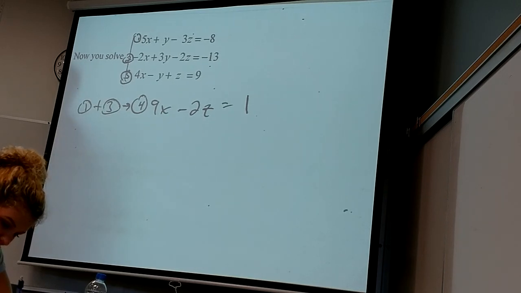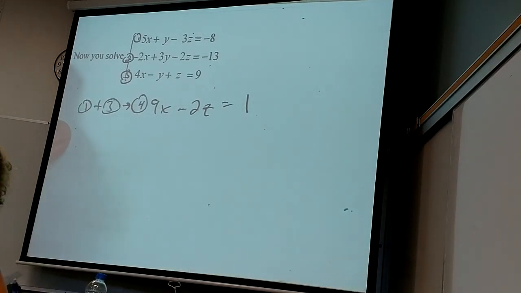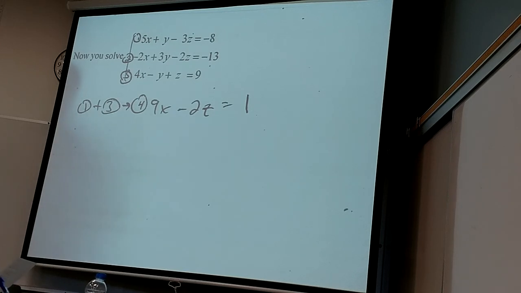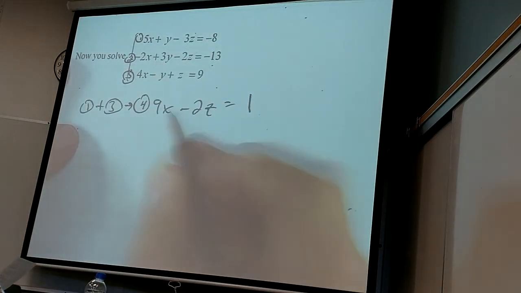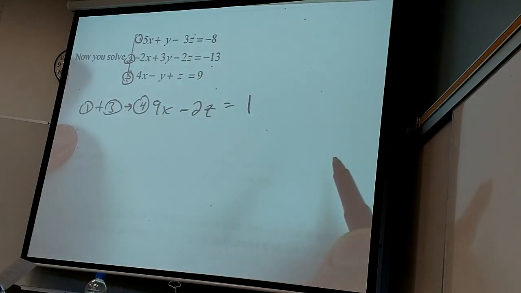Now what do I have to do? I have an equation with just x and z. So what do I need to do? Make another one with just x and z. I got to kill y again. Right? So anybody who hates y, that's great. Get to kill it twice. What's another way to kill y? Which two do I want to use to kill y now?